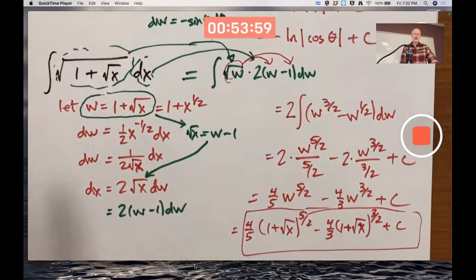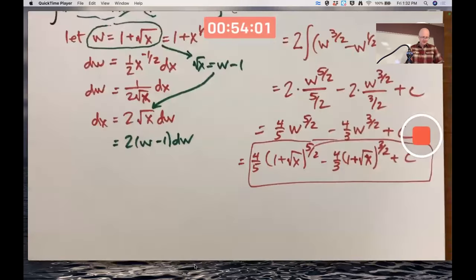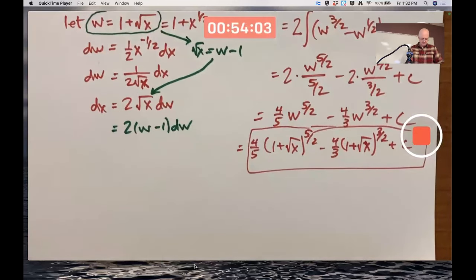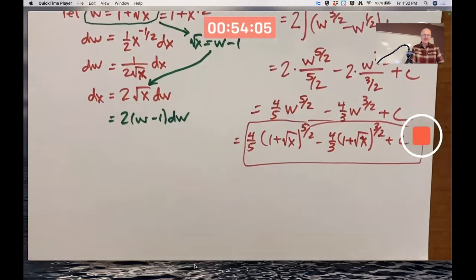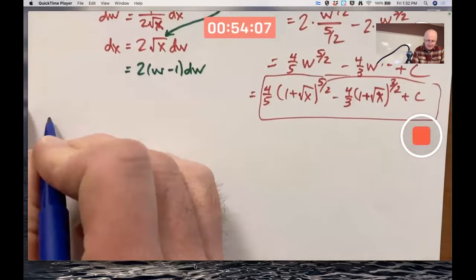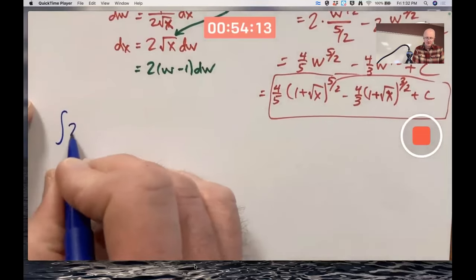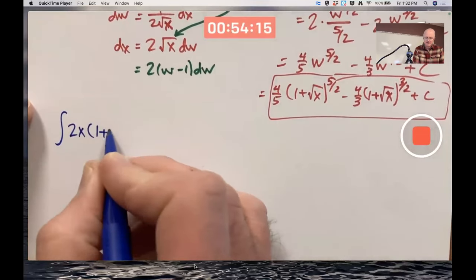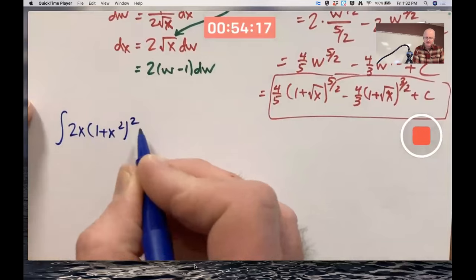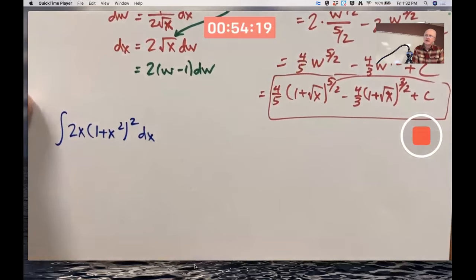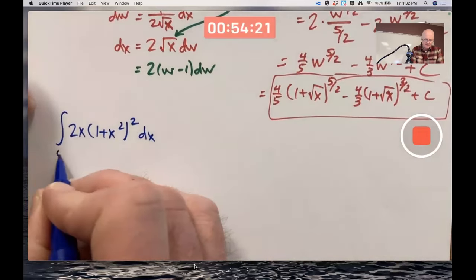To end class today, I'd like to do a definite integral. And let's make the integrand the same example from Wednesday: 2x times (1 plus x squared) dx. But I'd like to make this a definite integral, say from 0 to 3.